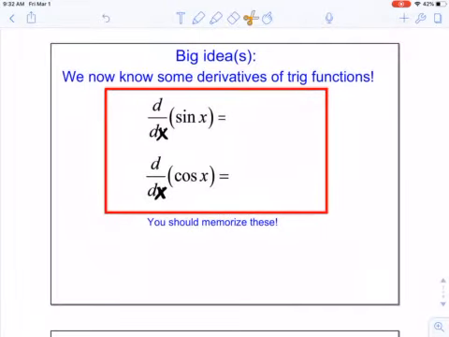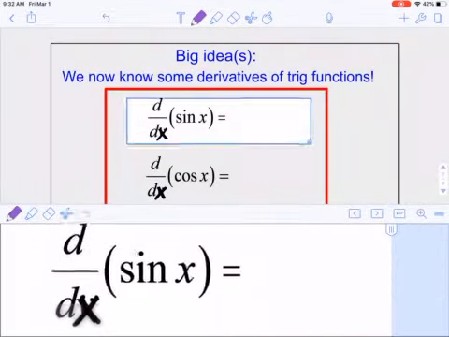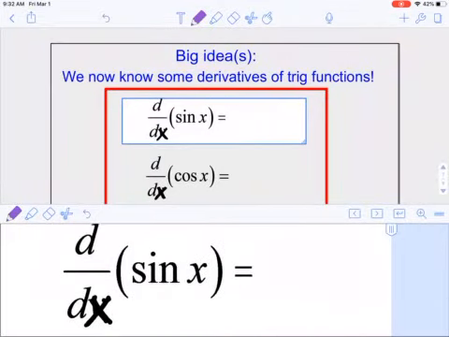All right, so the big idea is this is the first function we've had that wouldn't fit the power rule that we actually know the derivative of. Okay, so sine and cosine are not in the form of x to the n, so the derivative rule is different. Okay, so this says take the derivative of sine.